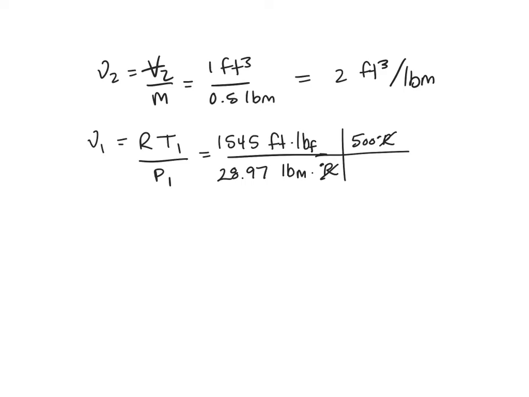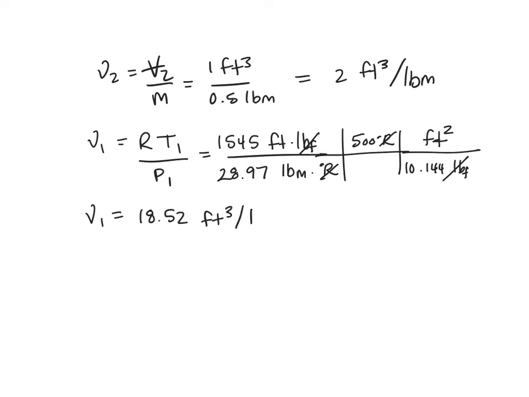And then of course we'll have to do a little conversion for our pressure. We were actually told the pressure in psi. So we have 10 times 144 pounds force per foot squared. So that'll get us into feet squared from inches squared. And the pounds force will cancel, and we'll have cubic feet per pounds mass. So specific volume at state 1 is equal to 18.52 cubic feet per pounds mass.